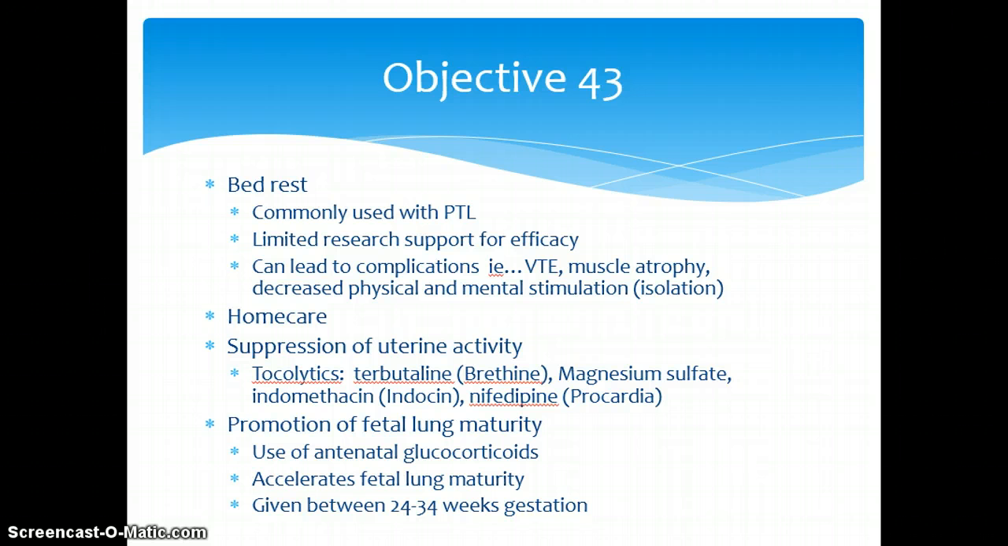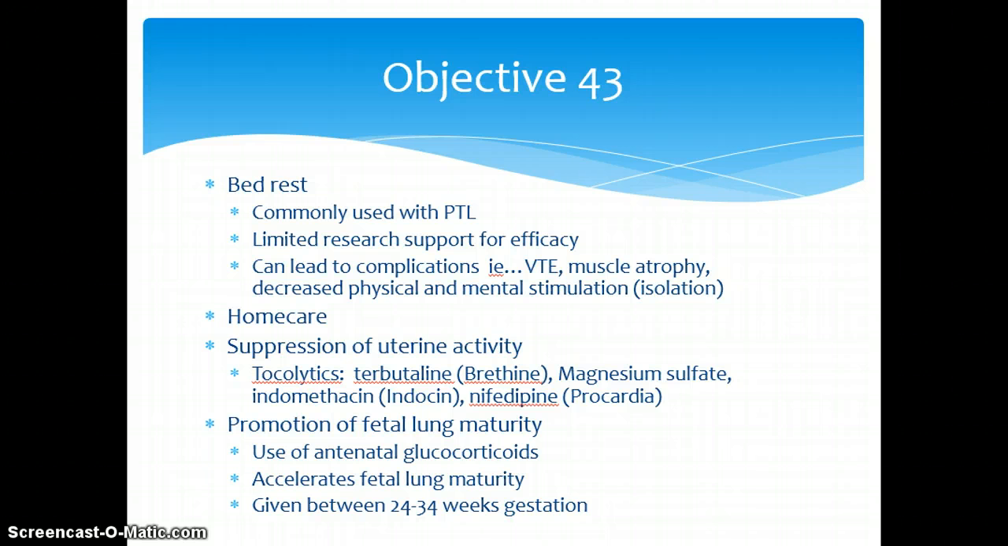Again, there are side effects to each one of these medications. Terbutaline is actually a medication for the respiratory system. It will cause shakiness and jitteriness in the patient. Magnesium sulfate is a CNS depressant, so we need to watch the respiratory rate with that. Indomethacin is an NSAID. It can only be used for 48 hours because we don't want to constrict the ductus arteriosus. And Procardia is a calcium channel blocker, so it will drop the mom's blood pressure because that is what it's typically used for in normal patients on Procardia.